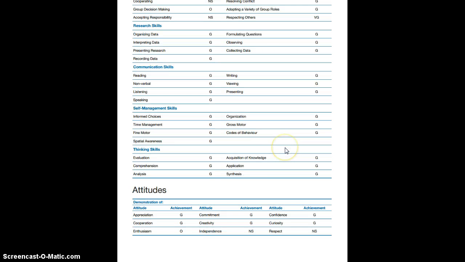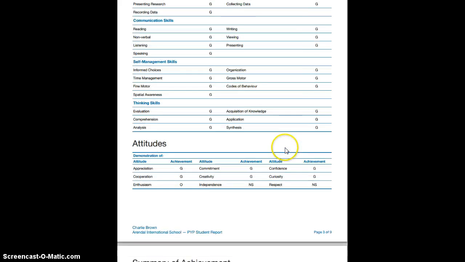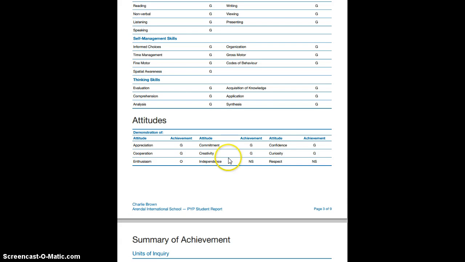As we keep going down, we can see the other skill areas and the attitudes. You can see that Charlie is very enthusiastic, but highly dependent. So here it says independence, he needs support. In this case, this would probably mean that he has to be assisted by an assistant or a teacher to complete a task.